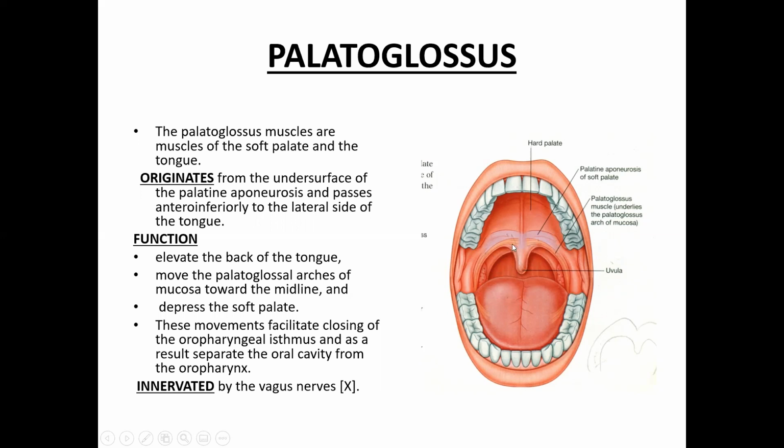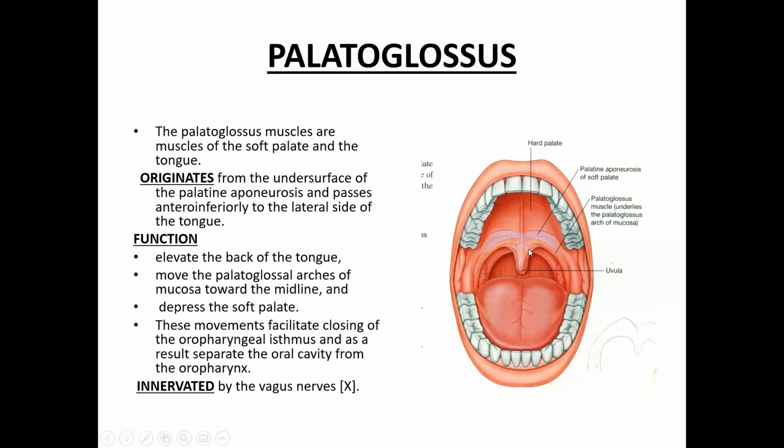the muscle fibers go laterally, running on the lateral pharyngeal wall, and make the oropharyngeal isthmus. They are covered with mucosa. That's why they are known as the palatoglossal arches or the palatoglossal folds. Because this muscle is covered with mucosa, these are known as the palatoglossal arches of the mucosa, or the palatoglossal fold, or the palatoglossal arch, you can say, the same thing.